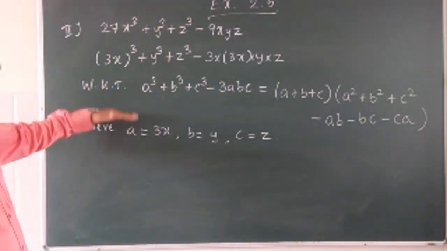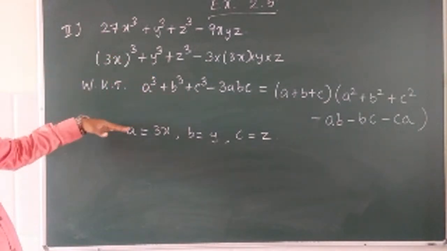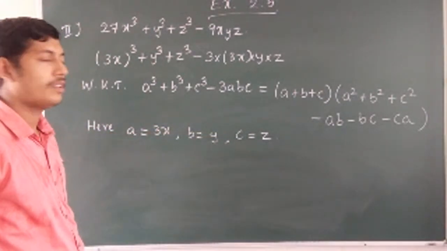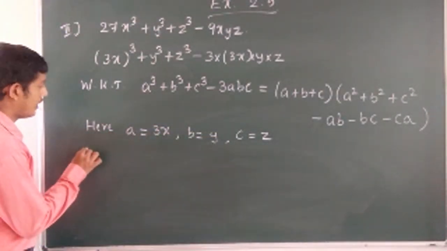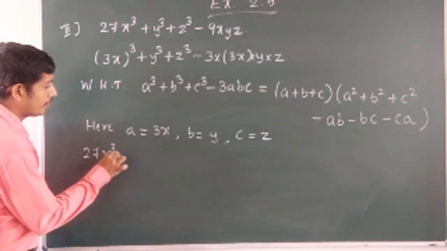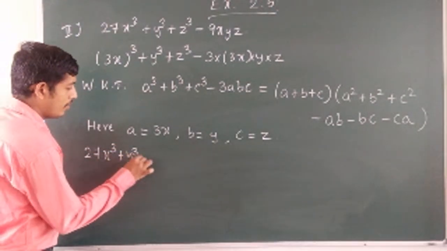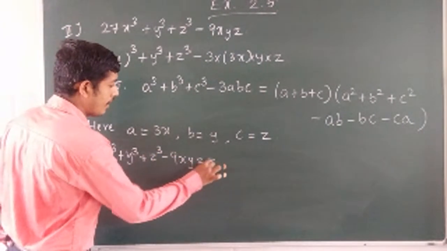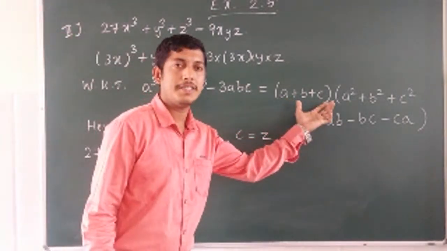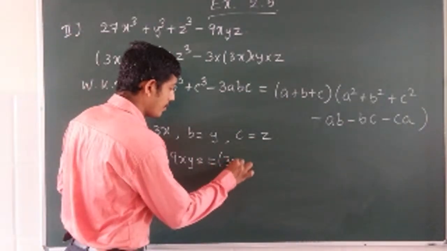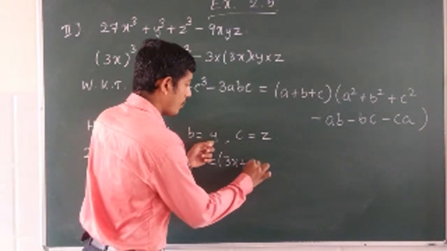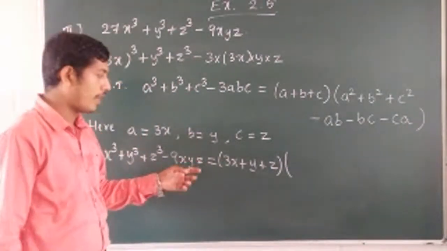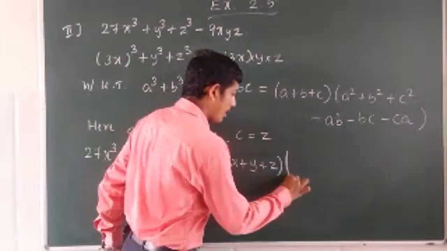Now in the place of A we have to put 3x, in the place of B we have to put y, in the place of C we have to put z. So that's why it becomes 27x cube plus y cube plus z cube minus 9xyz equals A plus B plus C, that is 3x plus y plus z, into A square. I will use a square bracket.